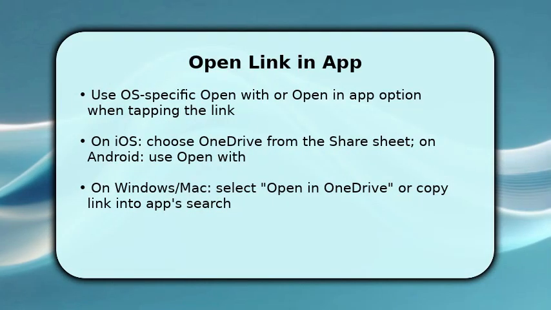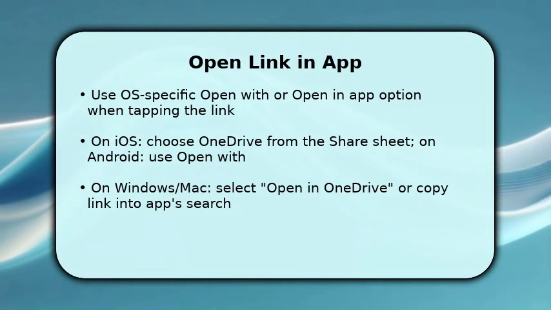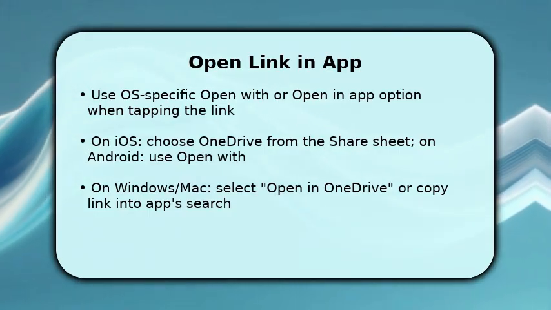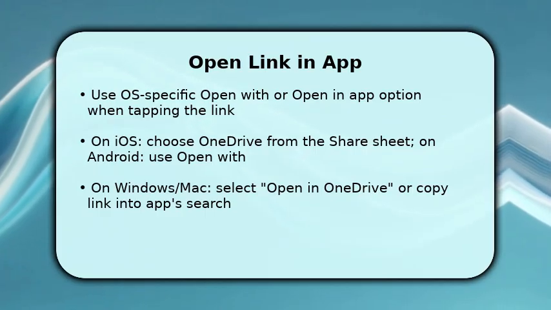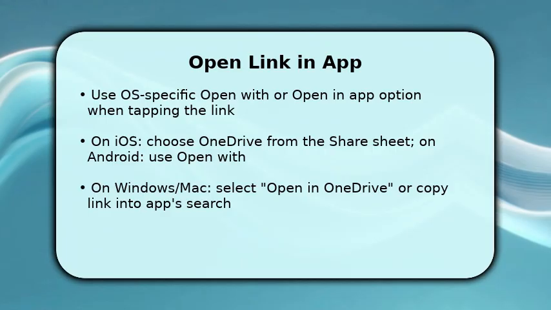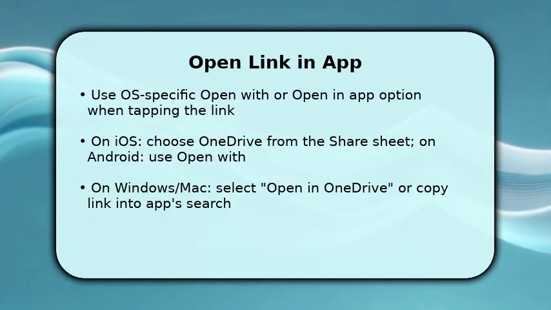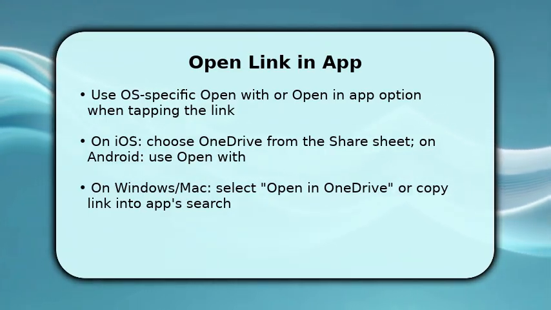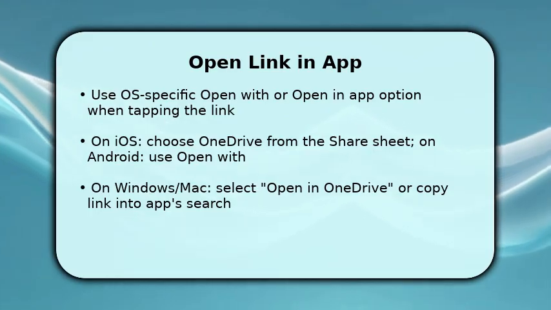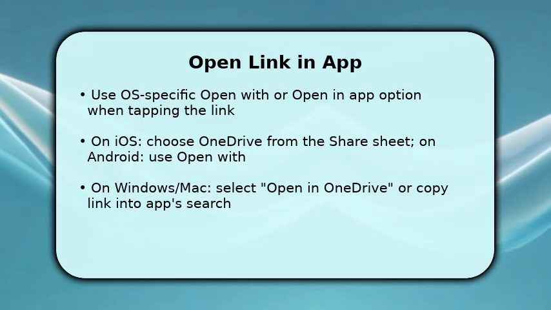Now you perform the core action. On iOS, tap the link then choose OneDrive from the share sheet. On Android, tap and select Open with OneDrive. On Windows or Mac, if the browser shows an Open in OneDrive button, use it. If not, copy the link and paste into OneDrive App Search or the shared view. Once the file opens, the app resolves permissions and offers sync, download, or add to your OneDrive options. Use whichever fits your workflow.